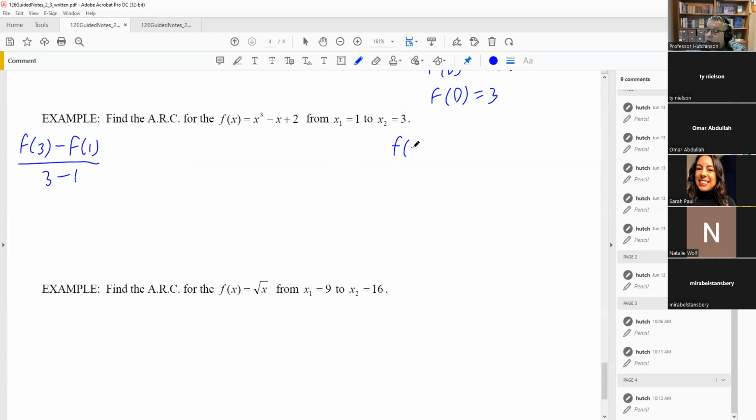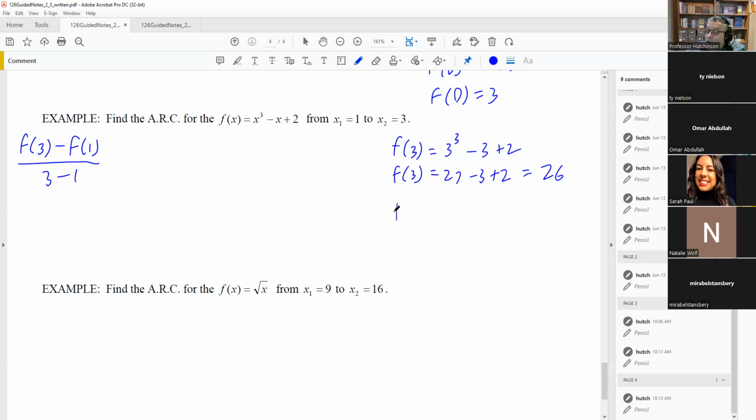So let's do f of 3. You put that into the original one. We're going to put a 3 in there for all the x's, like this. So that's 27 minus 3 plus 2. 27 minus 3 is 24, plus 2 is 26. So 26 we get for f of 3.